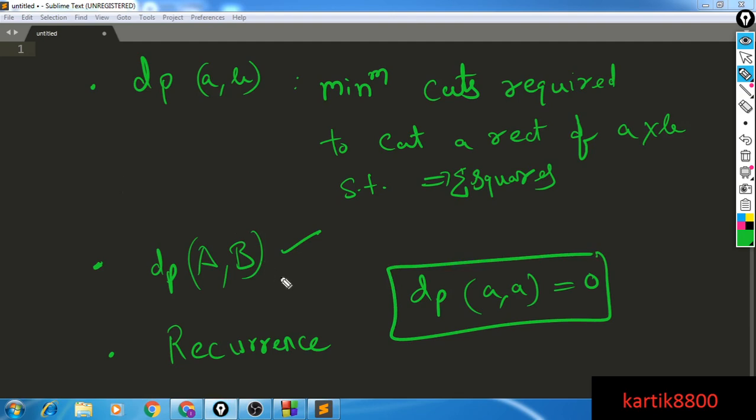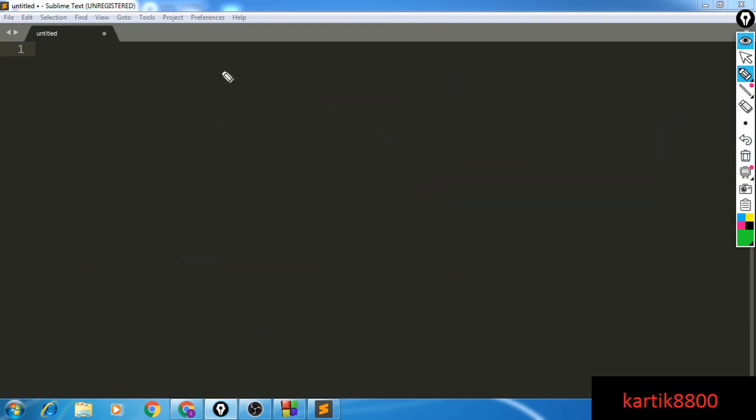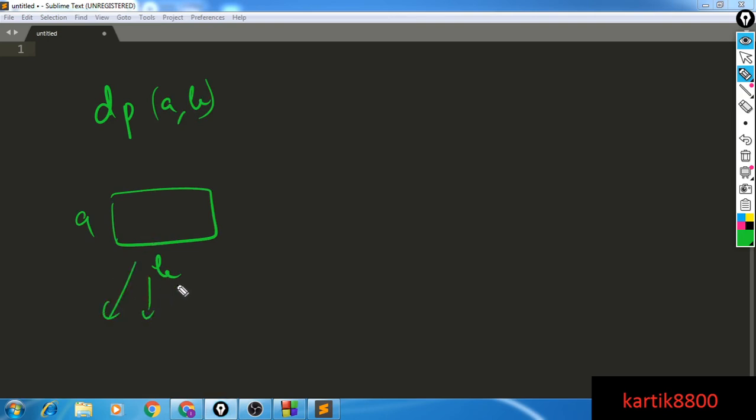Okay. So with this, let's try to build the recurrence now. If we are able to build it, we are done. So for DP of a comma b, I want to minimize the overall number of cuts so that I am able to make this rectangle into a bunch of squares. So let's try all the possible first cuts. Firstly, I'll try all the vertical cuts.